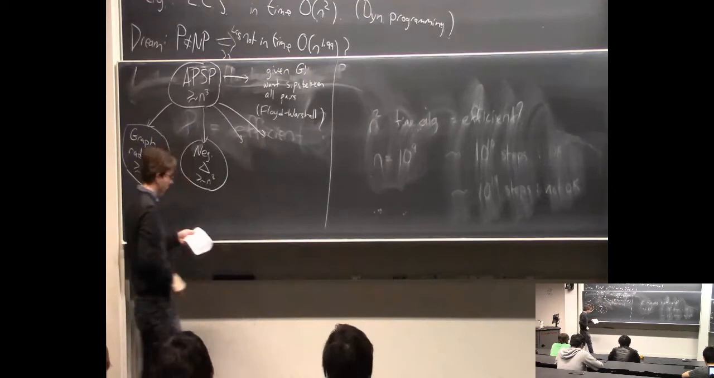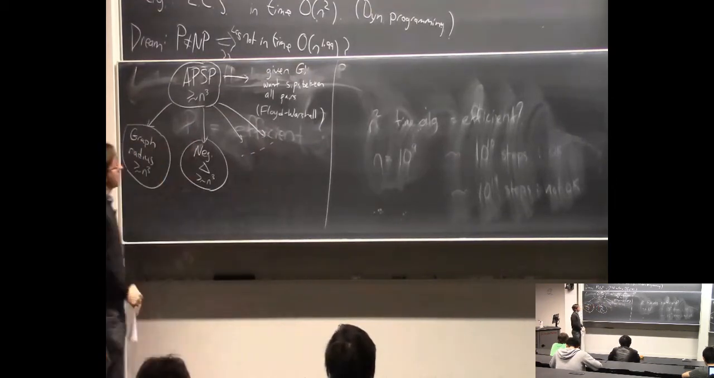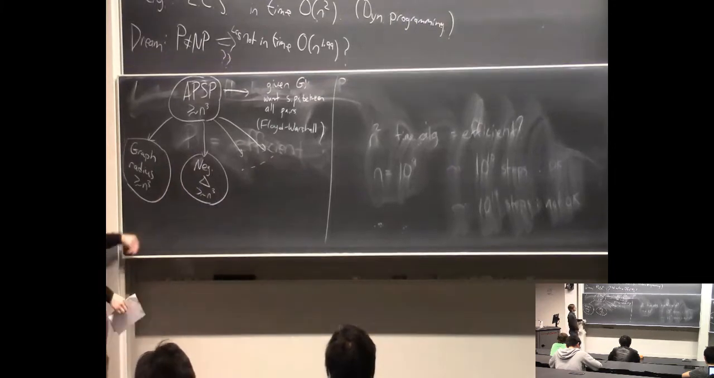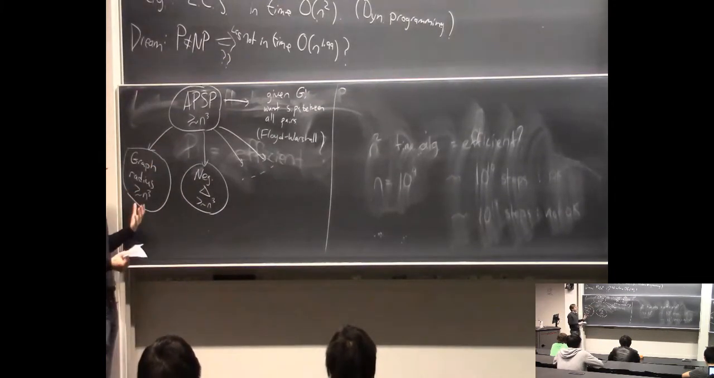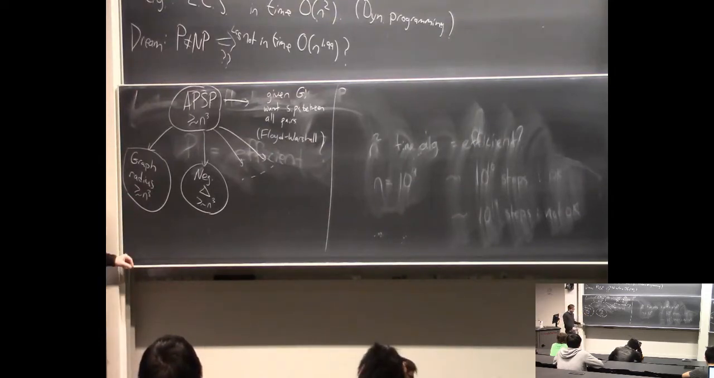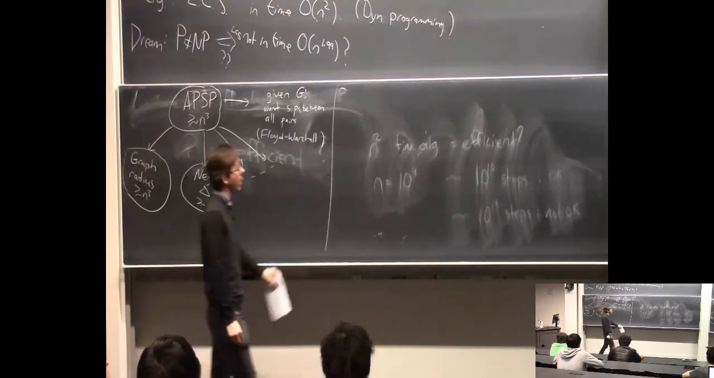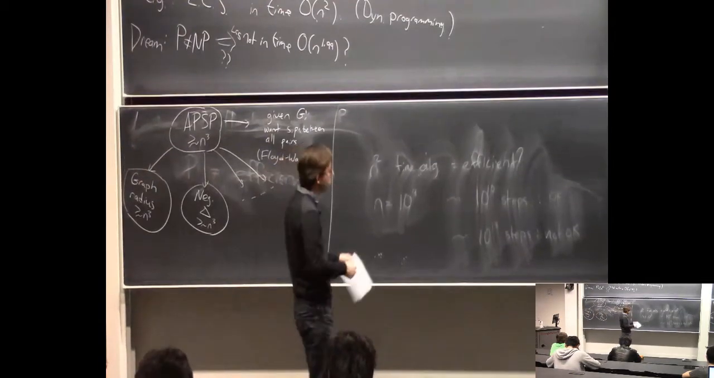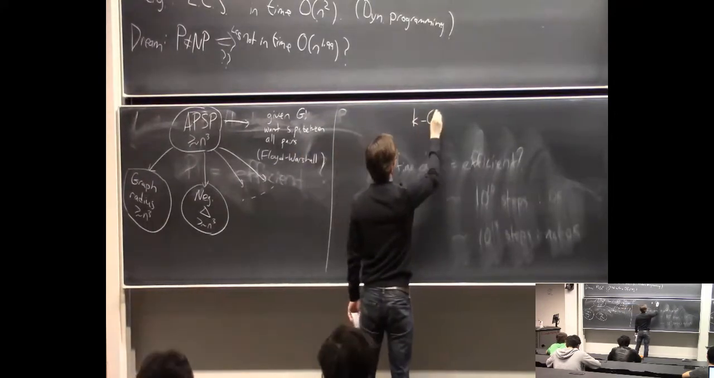There are 4 or 5 more related problems that require n cubed time if you assume this one problem requires n cubed time. So these are like APSP-hard problems, if you will. I'll give you one more example. As I said, it's proliferating a little bit, but the last example is the K-clique problem.